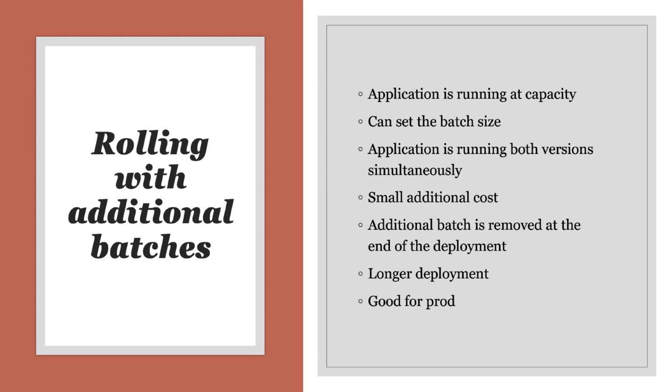So if you compare rolling and rolling with additional batches, the only difference is that in rolling with additional batches, you execute a new batch at the initial stage, and once your entire fleet is being updated, that extra batch of instances is being removed. So that's all about the rolling with additional batches.